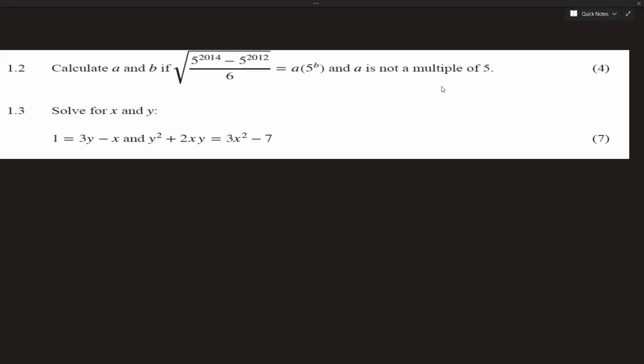In this question, we're going to be looking at exponents and sets and simultaneous equations. Okay, so without wasting time, let's get to it.